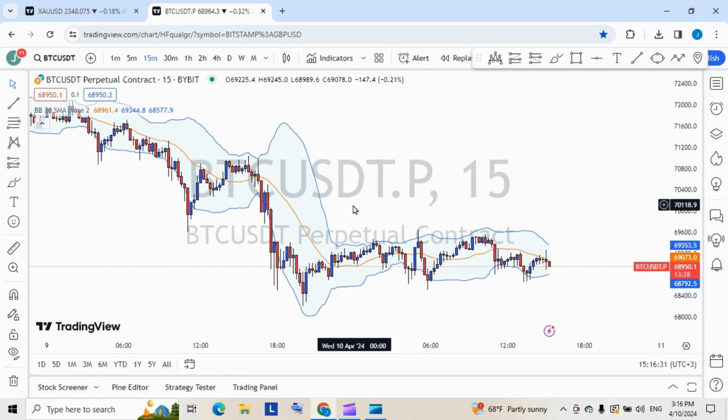That's the power of the financial market. It goes both ways. If the market is moving down, you make money. The market is moving up, you make money. Imagine that, guys. Is it not amazing?